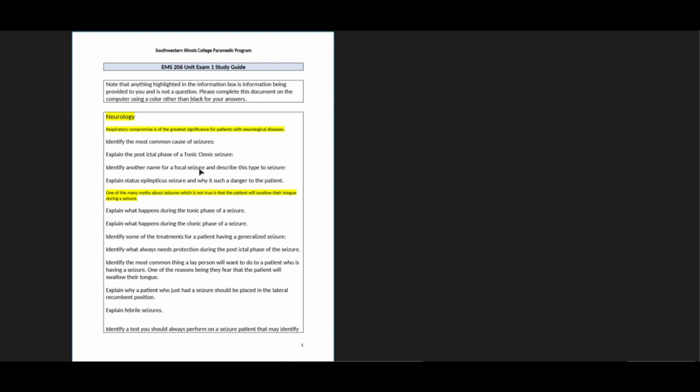Identify another name for a focal seizure and describe this type of seizure. So, a focal seizure is also known as a partial seizure. And this is going to have very localized neurological findings.